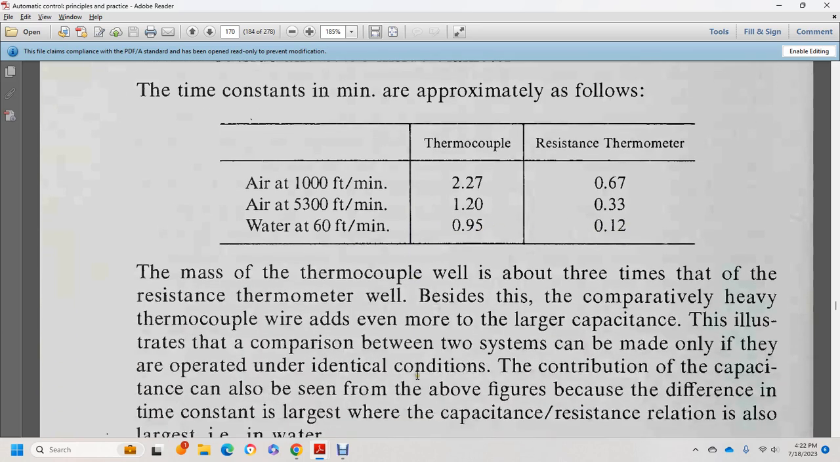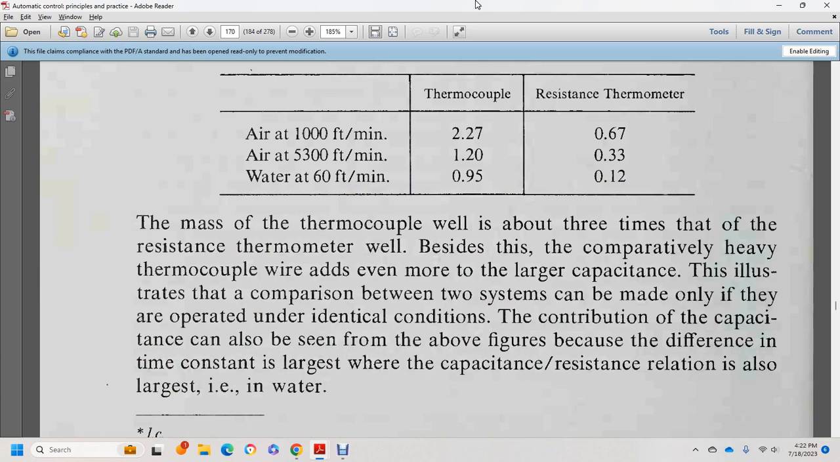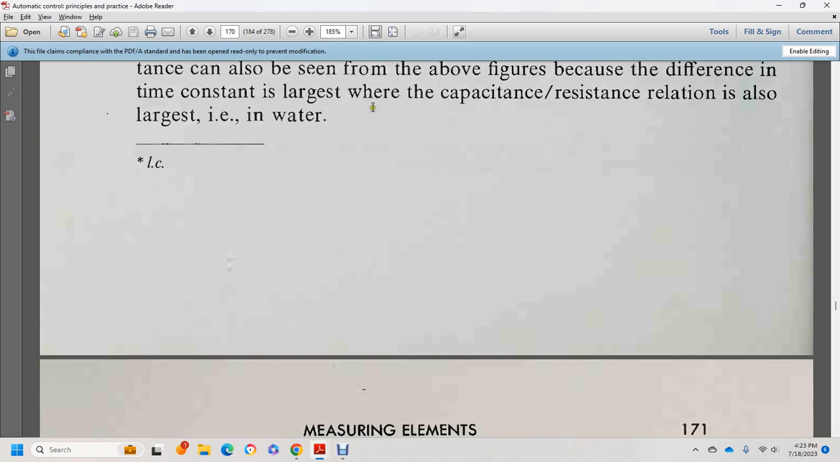The thermal resistance or the mass of the thermocouple well is 3 times that of the resistance thermometer, with a comparatively high thermocouple wire adding even more to the larger capacity. To illustrate, the comparison between the two systems can be made only if they operate under identical conditions. The contribution of capacity can also be seen above in the figure because of the difference in the time constant, largest with the capacity and resistance relationship, which is also largest in water.